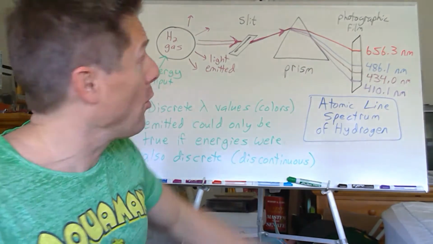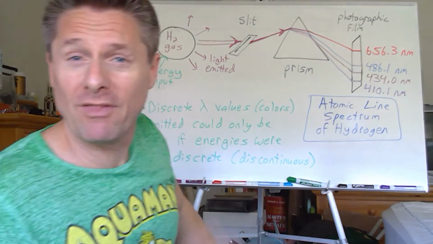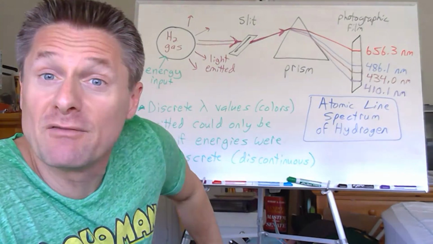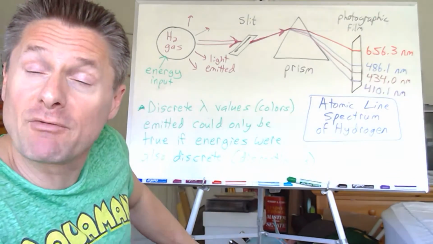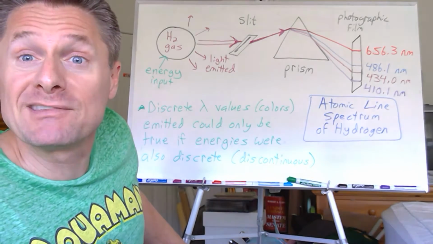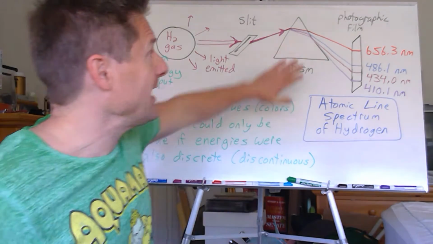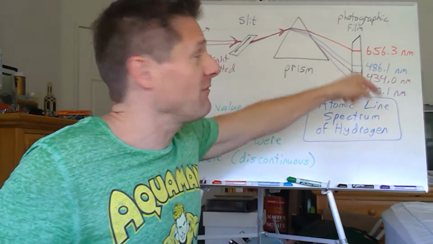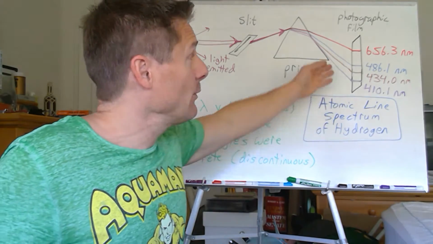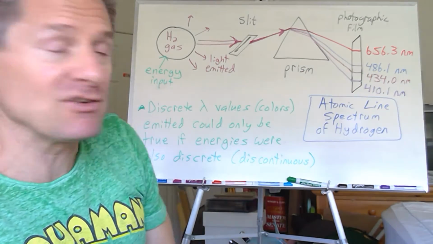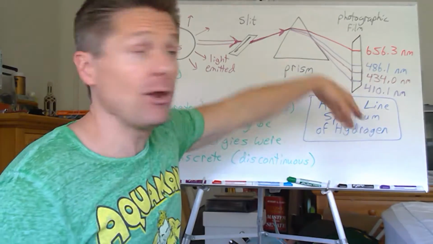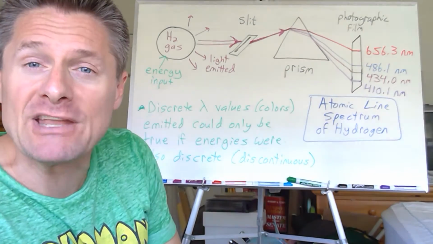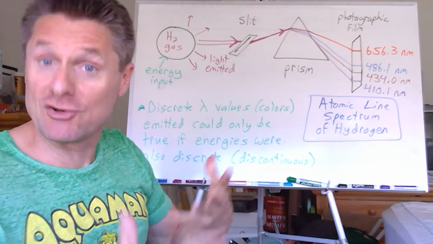But no, for hydrogen, there's only 4 that they could actually see with their eyeballs in the visible spectrum. Of course, if there are some in the infrared or ultraviolet, they wouldn't be able to see those, so we'd have to detect those a different way. But they could see these and impinge that on a photographic film, and you end up with what's called the atomic line spectrum. You can do this for all the elements, and they'd all be different. It's like a fingerprint for each element, different based on the energies.